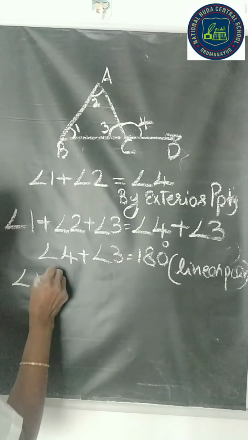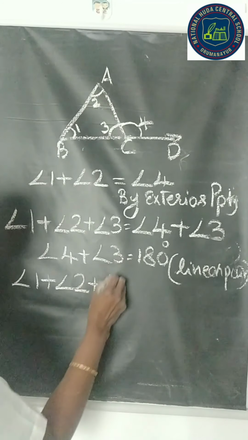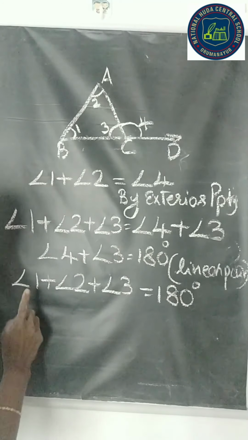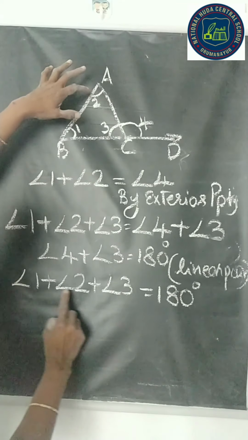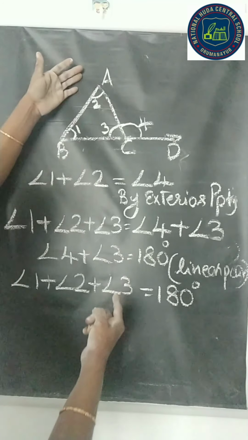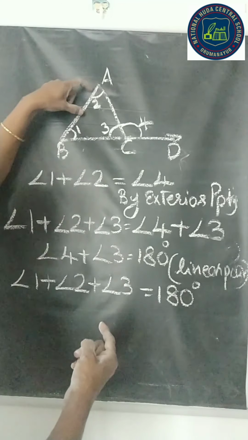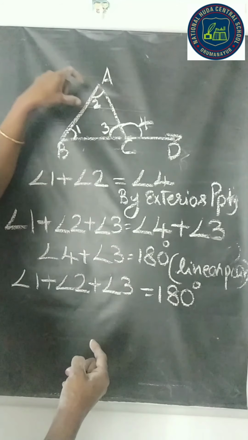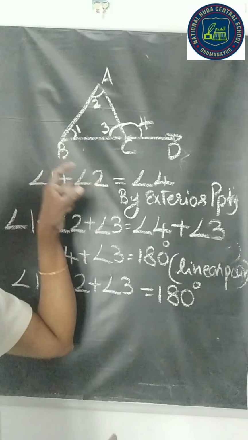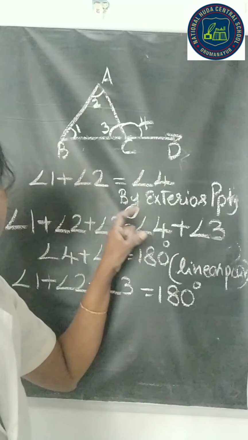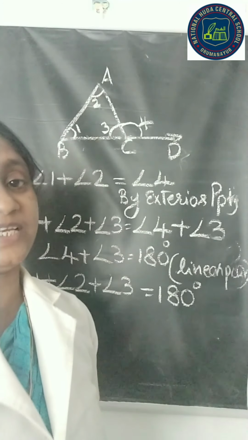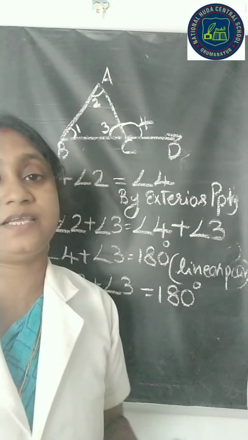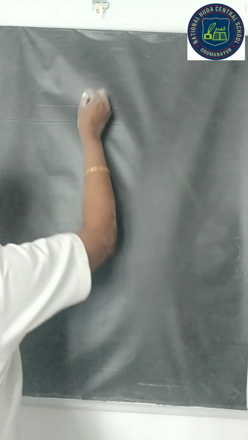Therefore, we can write angle 1 plus angle 2 plus angle 3 is equal to 180 degrees. That is, angle 1, angle 2, angle 3 are the angles of this given triangle. So, we can say that the total measure of the three angles of a triangle is 180 degrees. Now we can do some problems.